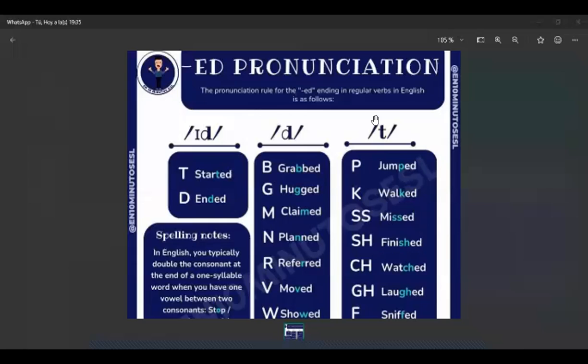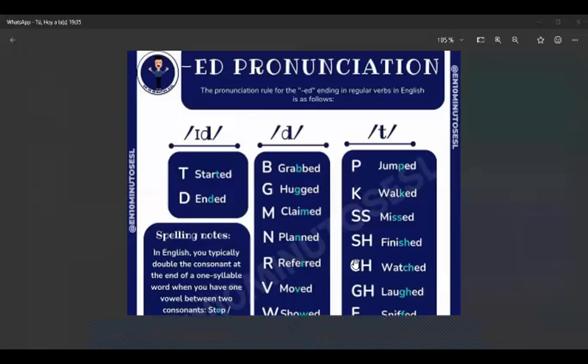Si no terminan en estas letras, cae en el segundo grupo, que son un montón de verbos. Son más verbos de este que termina, se pronuncia como D, que con estas dos. Entonces por eso le digo, si usted se aprende esto que termina en T, en D, o esto que termina en estas letras, el resto de los verbos usted va a saber que son estos, ¿verdad?